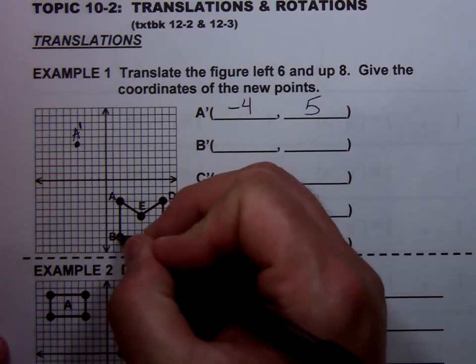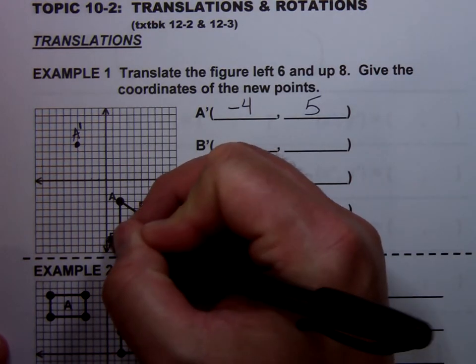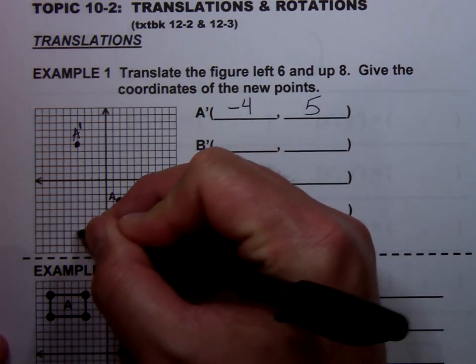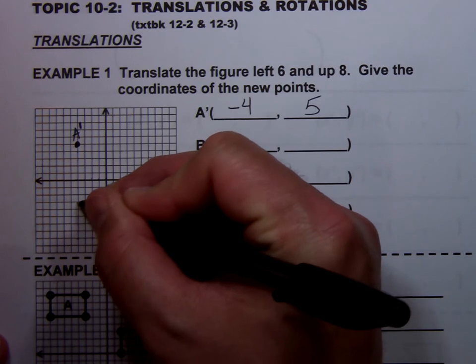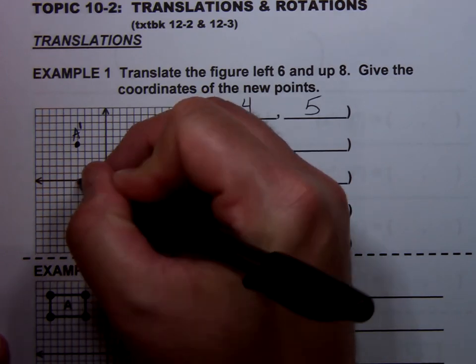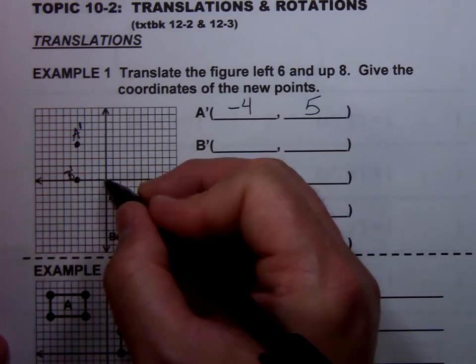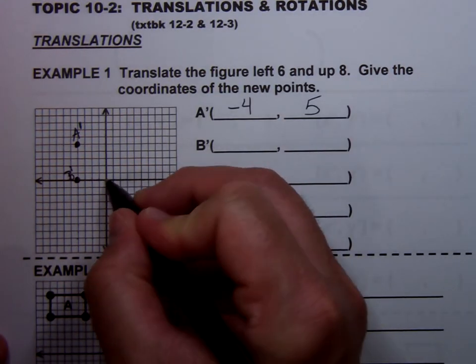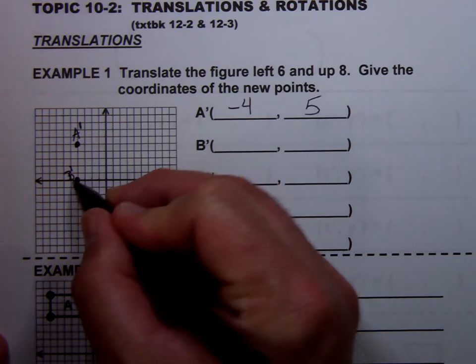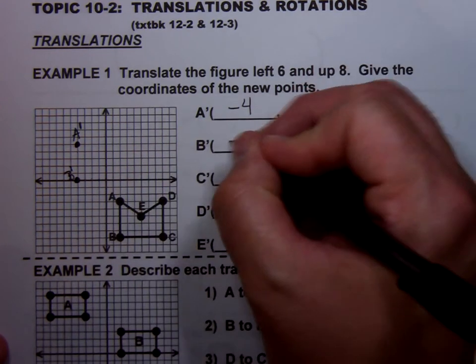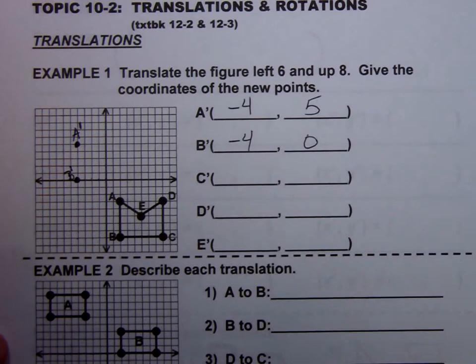So with B, left 6, up 8. 1, 2, 3, 4, 5, 6. 1, 2, 3, 4, 5, 6, 7, 8. So there's B prime, and let's check the coordinates from the origin. 1, 2, 3, 4. Didn't go up or down at all, so that's negative 4, 0.